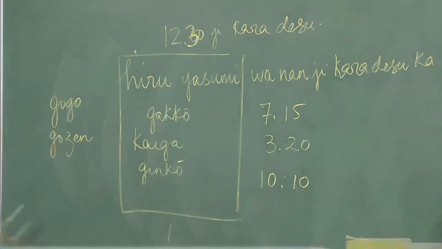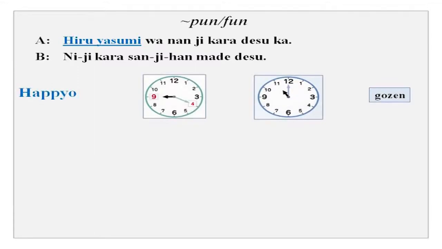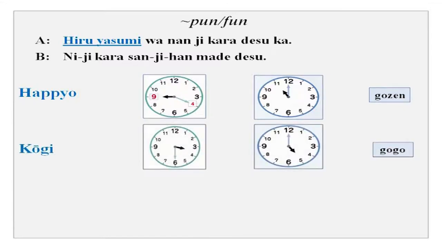So please try practicing minutes. So, you have hiru yasumi wa nanji kara desu ka? Niji kara sanji han made desu. You have happyo over here. Happyo is presentation. Happyo wa nanji kara desu ka? So, the answer is already here for you. Gozen kuji nijuppun kara juichiji made desu. Kogi, which is a lecture, wa nanji kara desu ka? Kogi wa gogo sanji han kara goji made desu. Of course, you can always add gogo before 5. As it's not required, you can just add gogo in the beginning over here. Gogo sanji han kara goji made desu, because it is in the afternoon only.